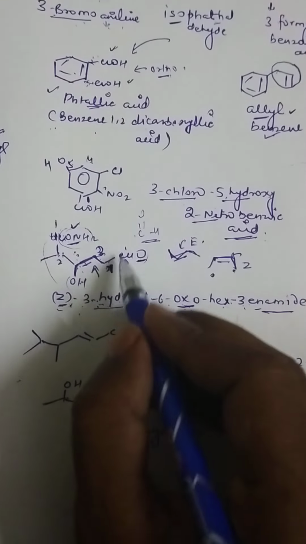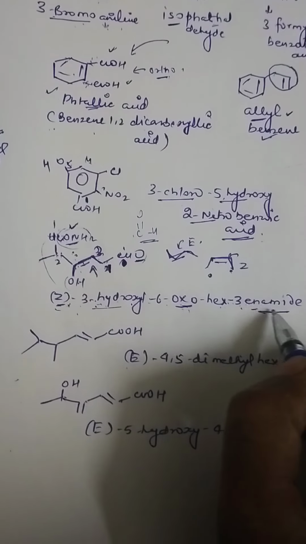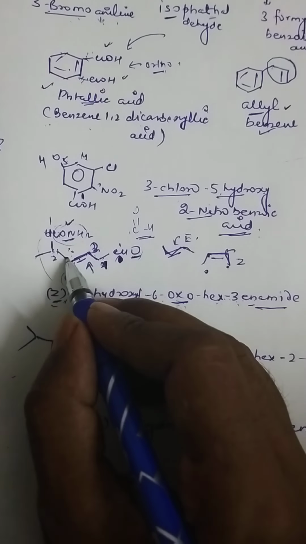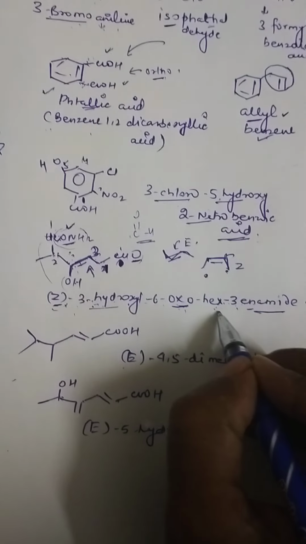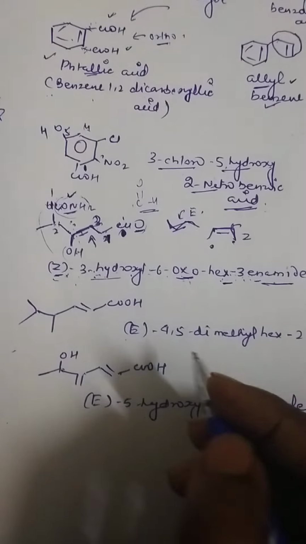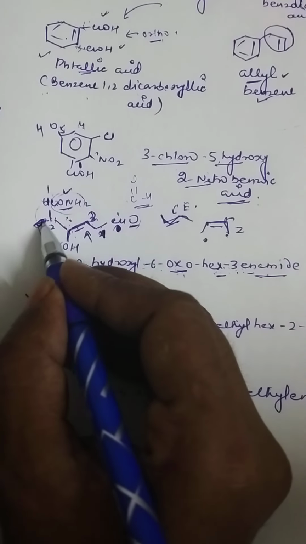Hex, because the chain is 6 carbons, hex 3 enamide. This is the enamide, and at position 1 2 3 there is the double bond, so hex 3 enamide. So it is the nomenclature of this molecule. And in this, if you see, this carbon is not here.